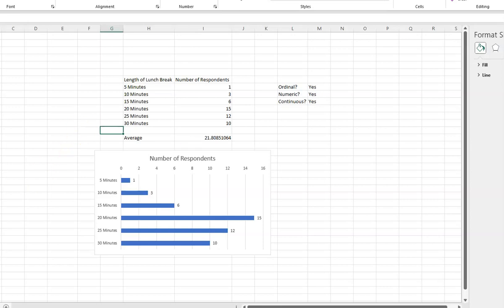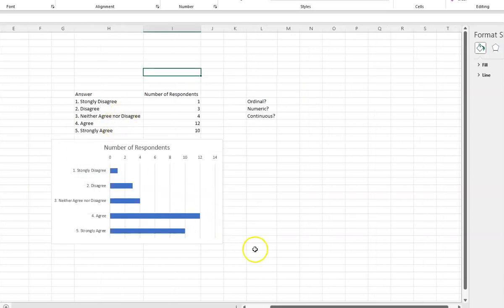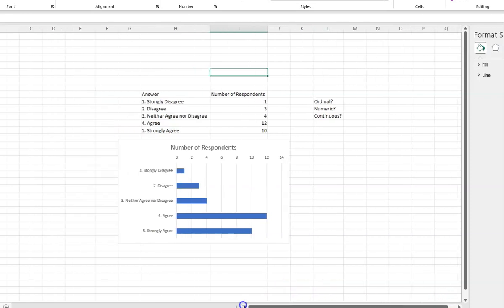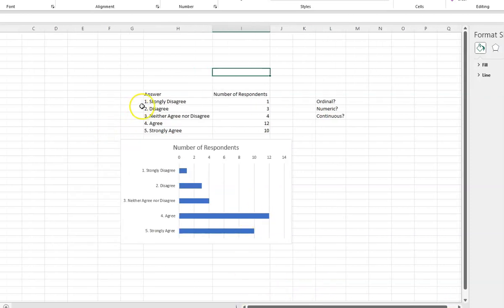I'm going to switch over here to a made-up survey of Likert data, which is strongly disagree, disagree, neither agree nor disagree, agree and strongly agree. And we're going to ask some of those same questions. Is it ordinal? Does it make sense to be in this order? Is disagree higher on a scale than strongly disagree? And the answer is yes.